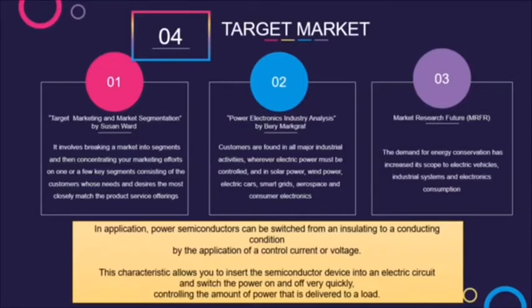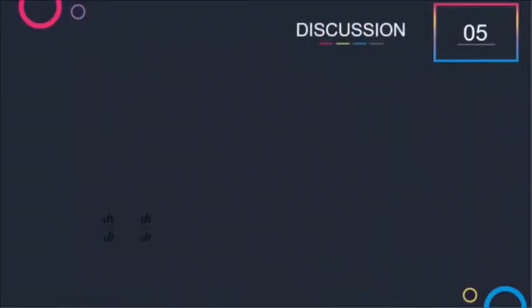In application, a power semiconductor can be switched from an insulating to a conducting condition by the application of a control current or voltage. This characteristic allows you to insert the semiconductor device into an electric circuit and switch the power on and off very quickly, controlling the amount of power that is delivered to a load.